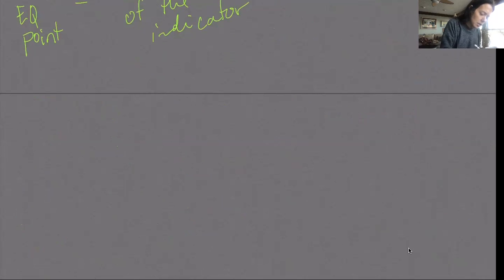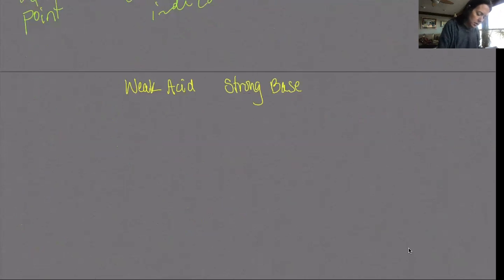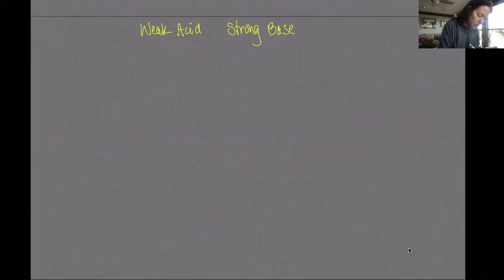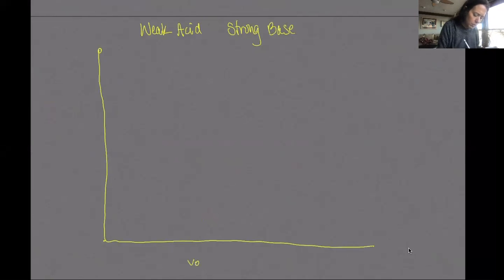Now, next, let's look at a weak acid. Not a strong acid, but a weak acid, strong base, okay? Now, I don't want this to take too long or to be too difficult. Volume of base, right? That's going to be hydroxide, and this will be the pH, 14, 7, whatever, okay?